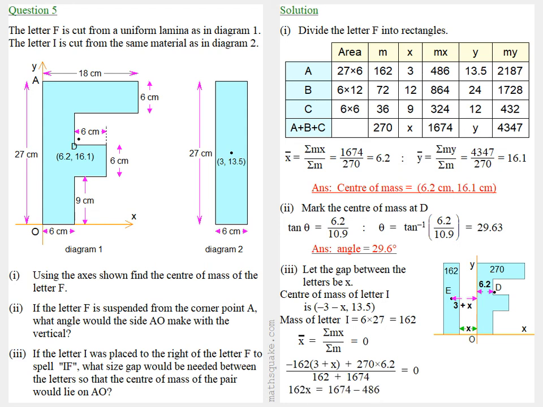So 162x is equal to 1674 minus 486, which is equal to 1188. So x is equal to 1188 over 162, or 7 1/3. That means the gap between the letters must be 7 1/3 centimetres.